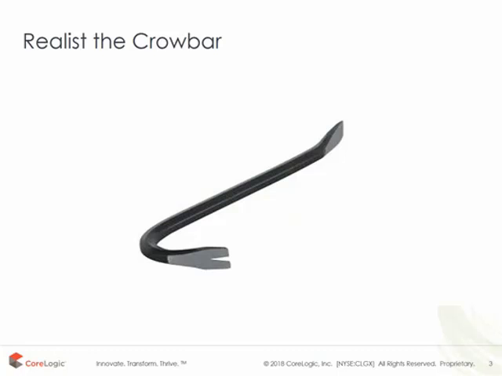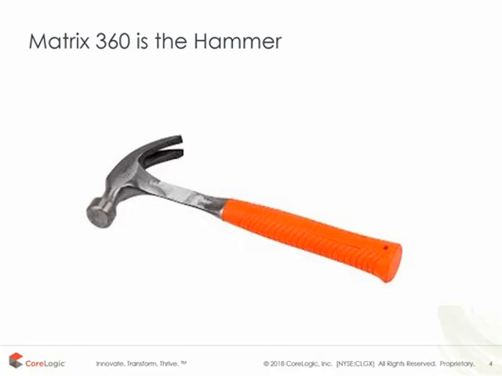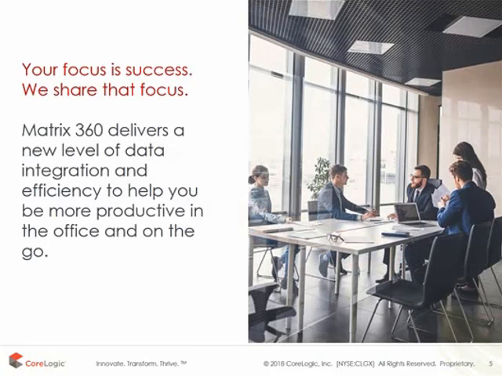Now, you have two separate tools in your toolbox, a mallet and a crowbar, and you have to learn how to use both of them. Wouldn't it be nice to have one tool? A hammer that does both, pounds and pulls. That's a simple way of telling you what Matrix 360 is. It's one tool that does the job of two products.